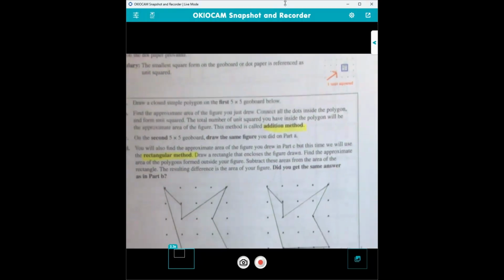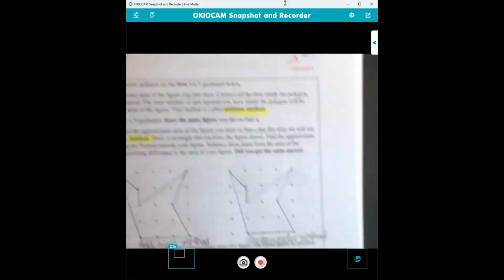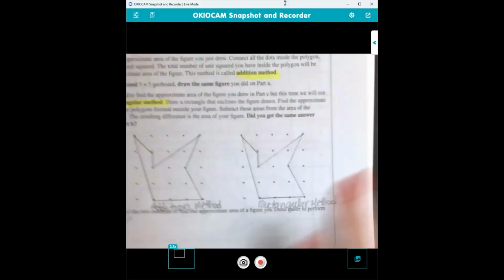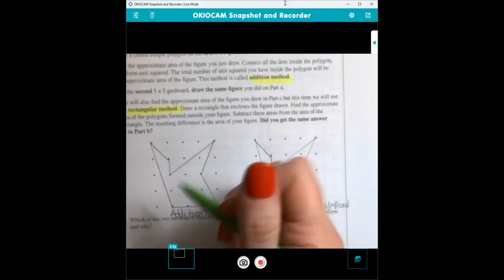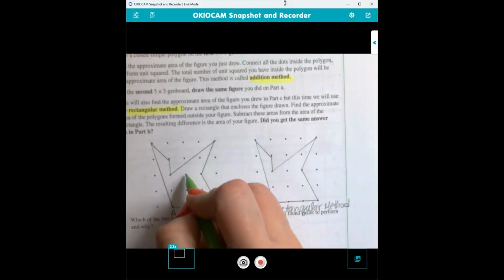So again, like I said, this is about area, finding the area. And so we are going to try to find the area of this particular figure, or at least mine. You can find yours wherever you are. Okay, so for the addition method, the goal is to form those rectangles.